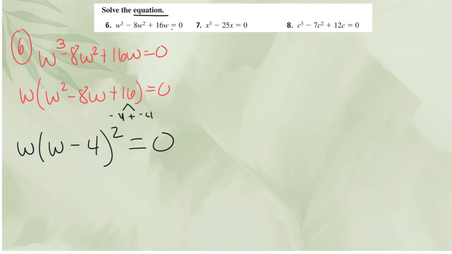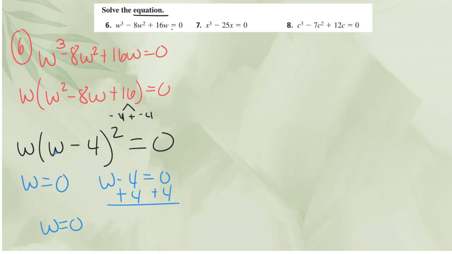I work this out. The first one will be W equals 0. Again, remember, repeated roots, correct? Because it's squared. I have W minus 4 equals 0. And I add 4 to both sides, and my answers are W equals 0 and W equals 4.